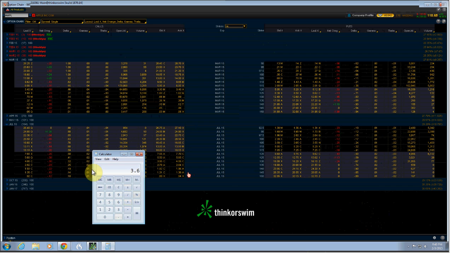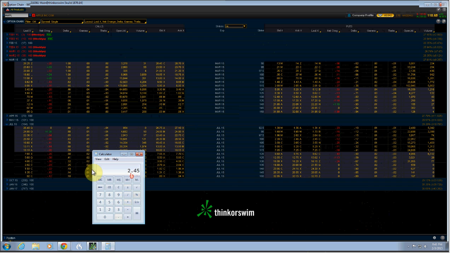So if we paid $6.05 and only $3.60 of it was intrinsic value, and then we factor in the fact that this has 45 days until the expiration, what you basically need to look at is over the next 45 days, that $2.45 will go away. And it'll go away whether the stock goes up or down.